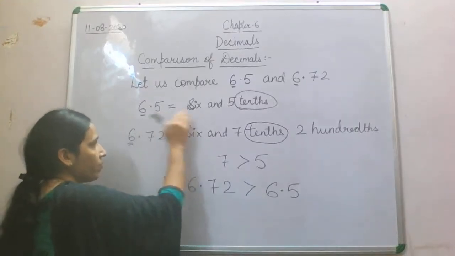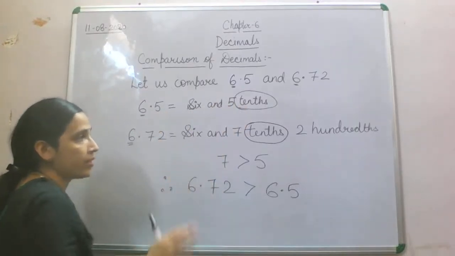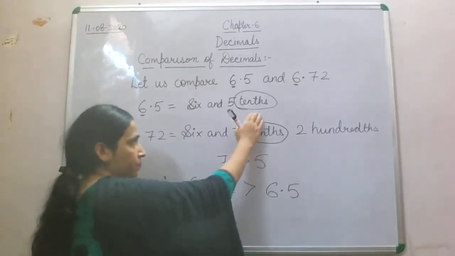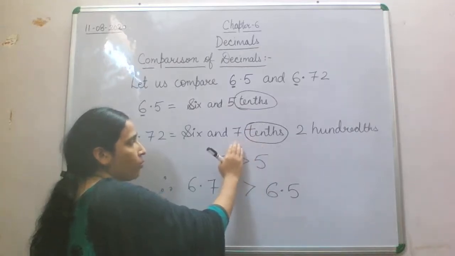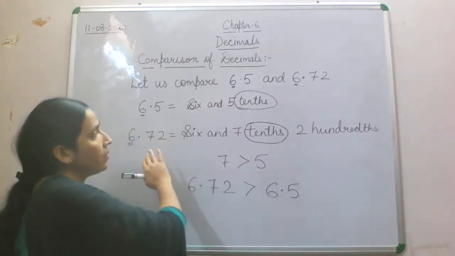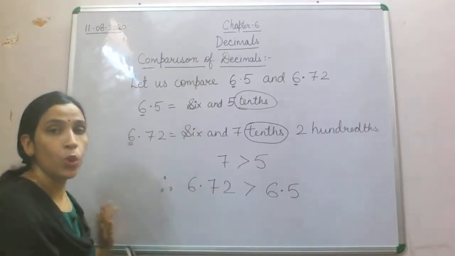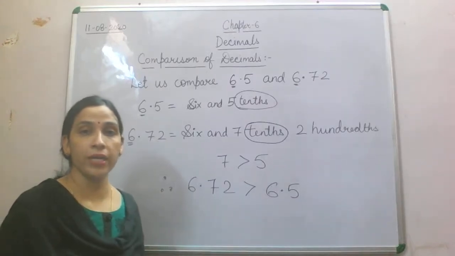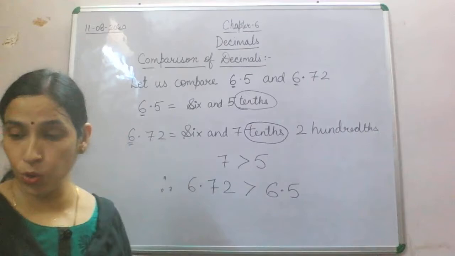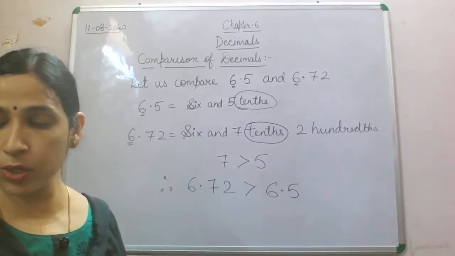Here we have 5 tenths and here we have 7 tenths and 2 hundredths. So which is the common place value? That is tenths. So we'll compare. 7 tenths is greater than 5 tenths. So it means therefore 6.72 is greater than 6.5. So children, now I hope that this concept of comparison of decimals is clear to you all.